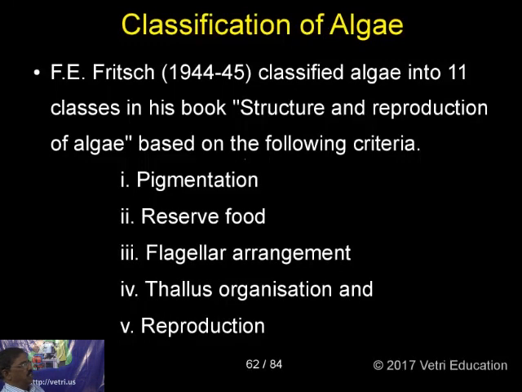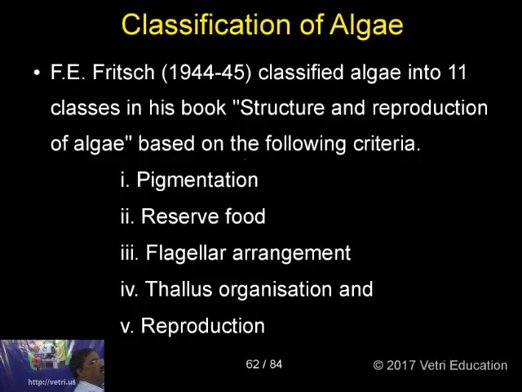And we see the classification of algae. So in this classification, Fritsch, as I told you, is the father of international merit, father of botany. He classified algae into 11 classes in his book Structure and Reproduction of Algae based on the following criteria. One is the pigmentation, I told you already, that depends upon the pigments in different classes, and reserve food material, flagellar arrangement, callus organization, and reproduction. The algae are classified into 11 classes.